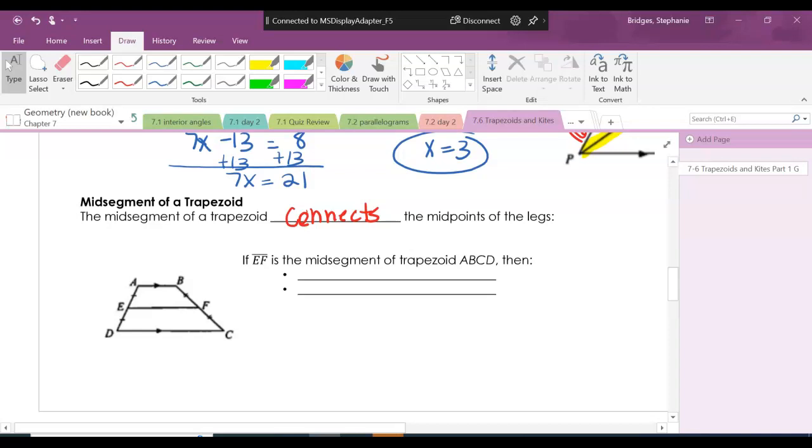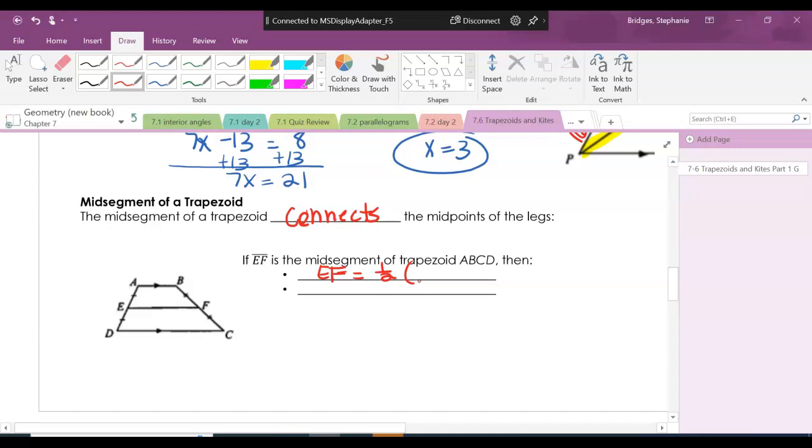So that mid segment, what segment is that called? The segment in the middle of the trapezoid. What letters are on the end of the middle segment? EF. Okay, so EF is going to equal 1/2 times the sum of the two bases.